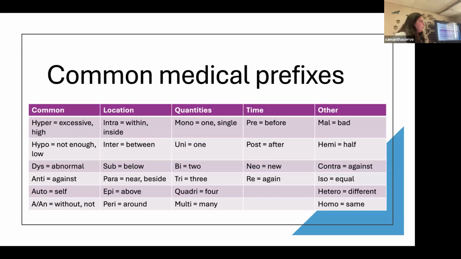Yeah. Equal. Yeah. So I put all of the prefixes here and what they mean to break them down, okay? And I have a PDF for you guys that you can have. We'll email it to you that has this information on it. So yeah. Any questions so far?